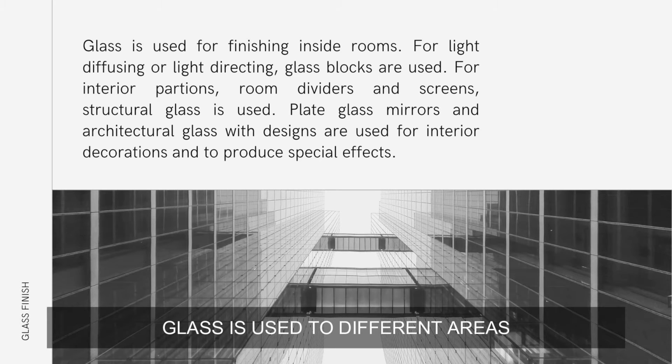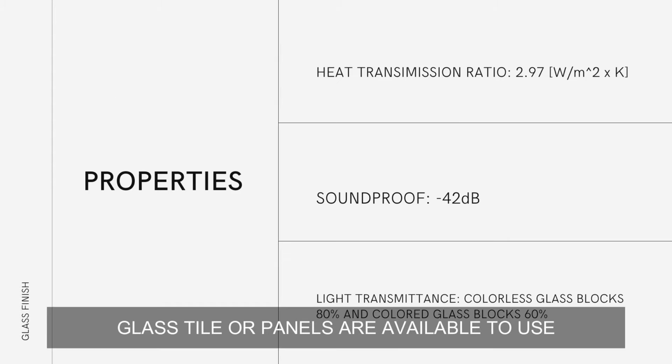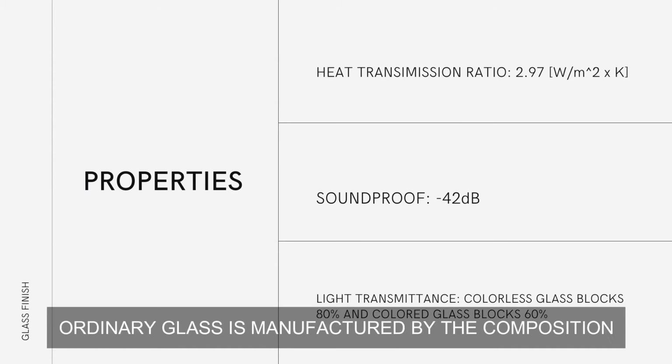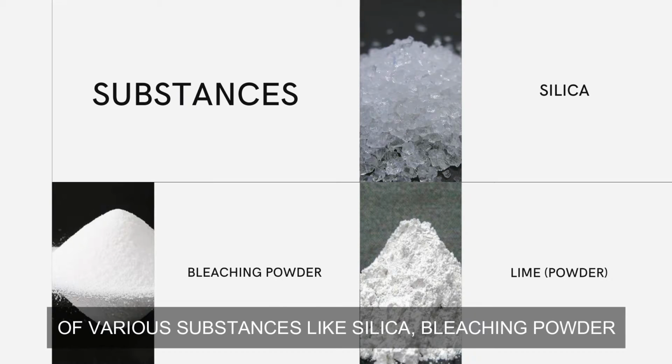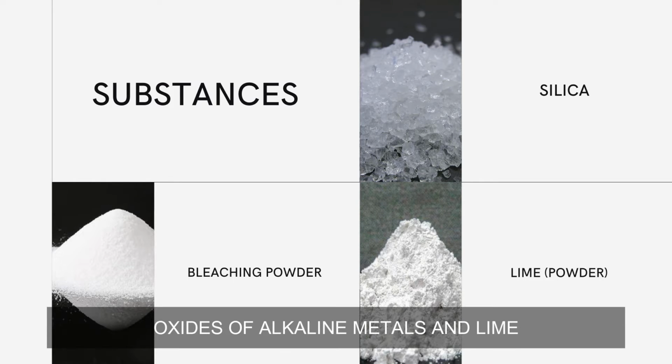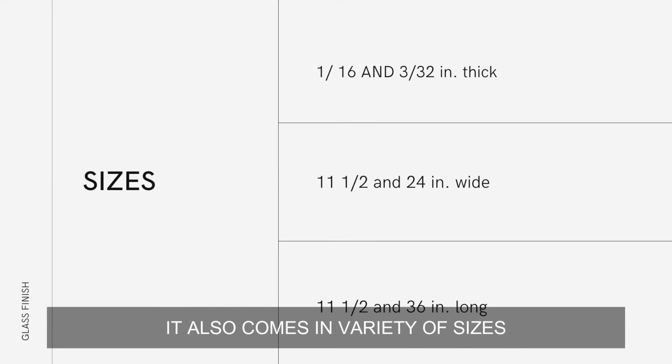The next type is the glass. Glass is used in different areas, but for interior wall finishes, glass tile or panels are available to use. Ordinary glass is manufactured by the composition of various substances like silica, bleaching powder, oxides and alkaline metals, and lime. It also comes in variety of sizes. Glass materials can be installed by following the steps.